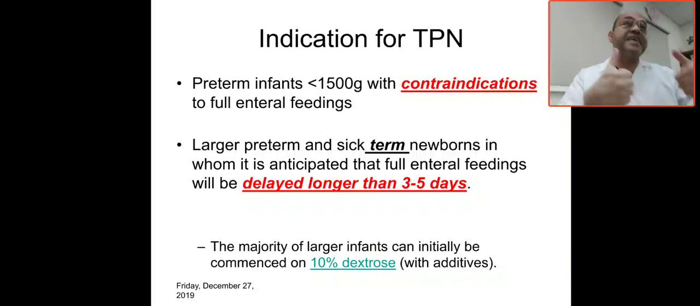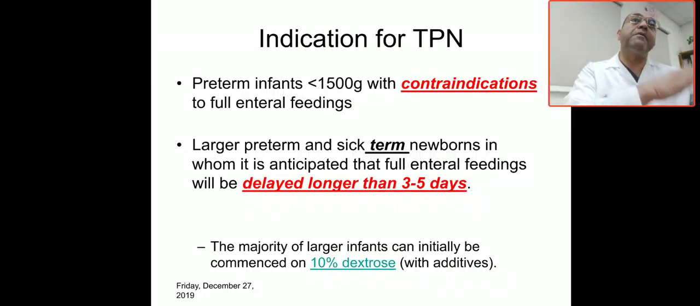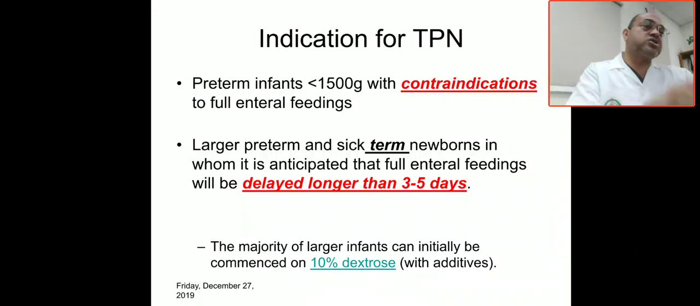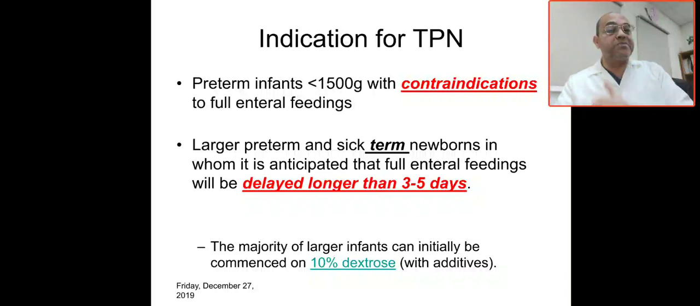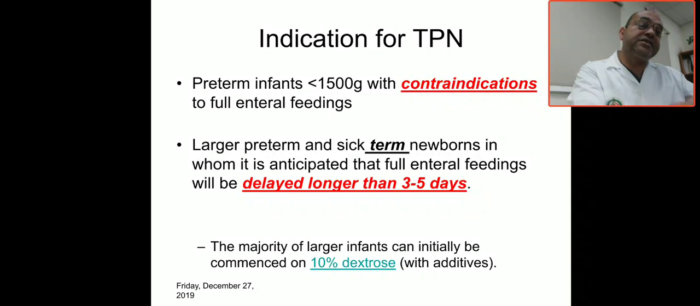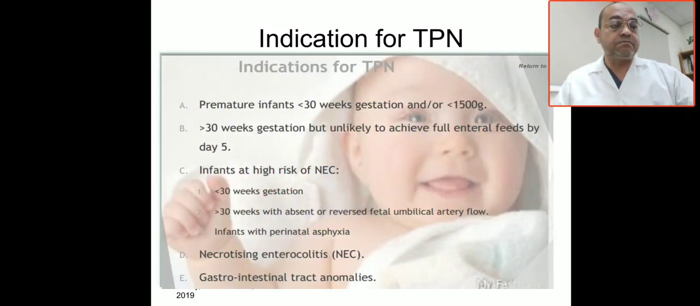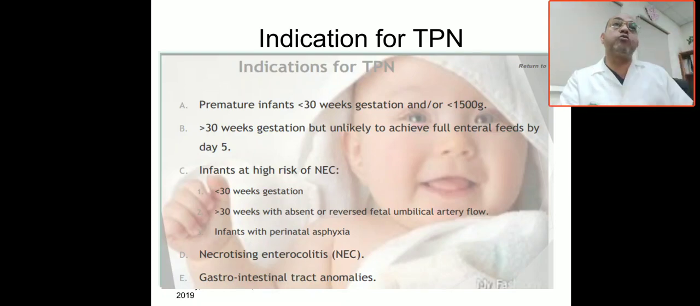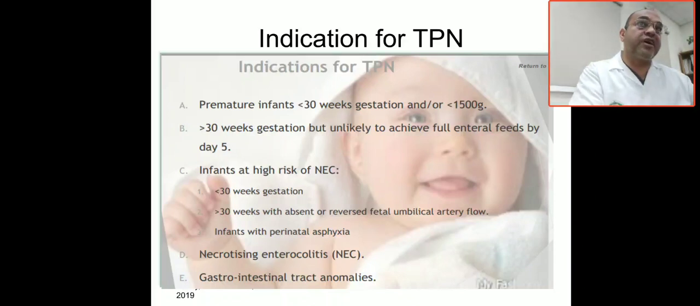Large preterm and sick term babies, if you anticipate this baby will reach full enteral feed later than 3 to 5 days. So the indication of the TPN: preterm baby less than 1.5 kg with contraindication for full enteral feed, or large preterm babies and sick term babies anticipated to reach full feed after 3 to 5 days. Another indication: preterm infant less than 30 weeks or less than 1.5 kg, or more than 30 weeks and more than 1.5 kg, unlikely to achieve full feed within 3 to 5 days.